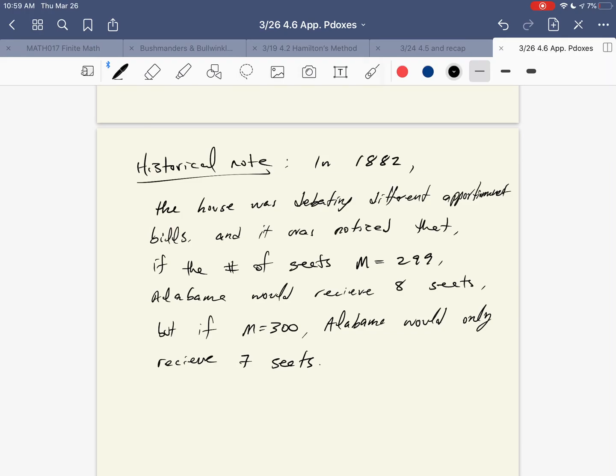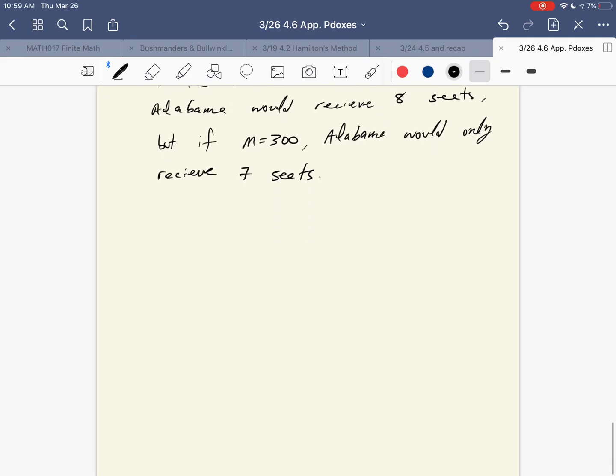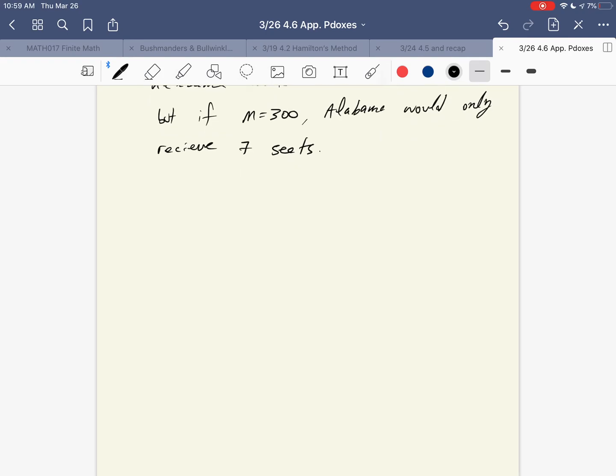I really recommend that you go back and read that section that I was just showing you, and also go back and look at the example that I did in section 4.2, because it's going to be helpful. Good.